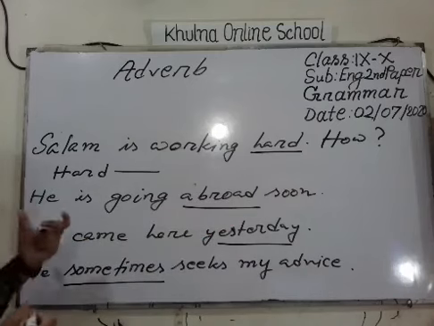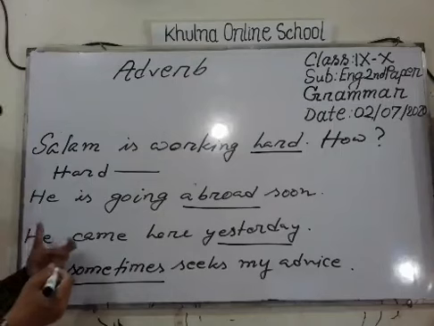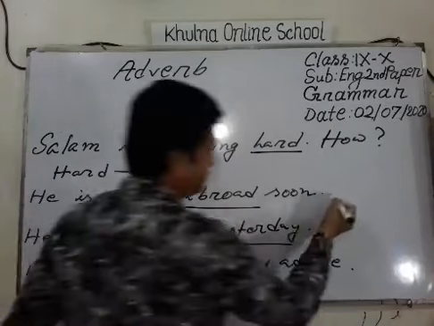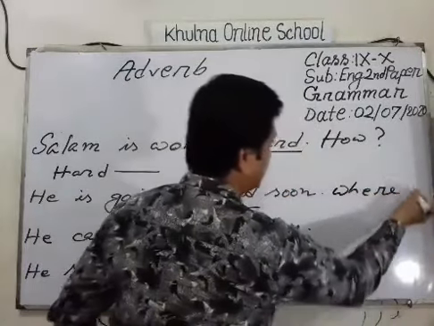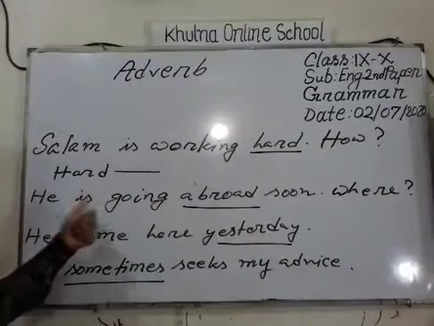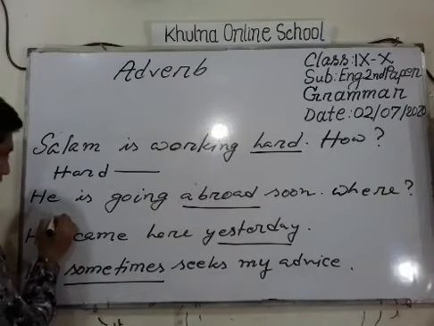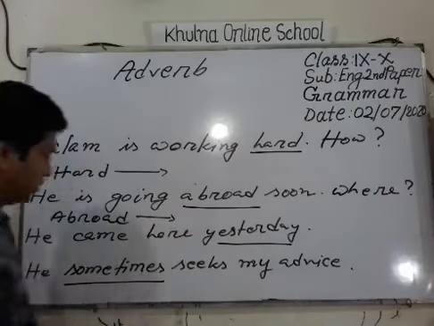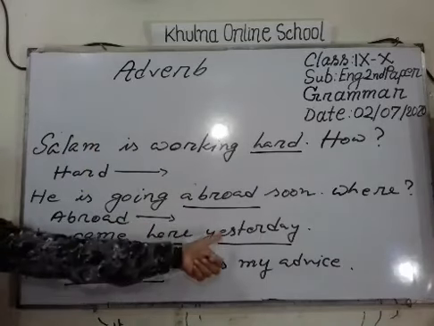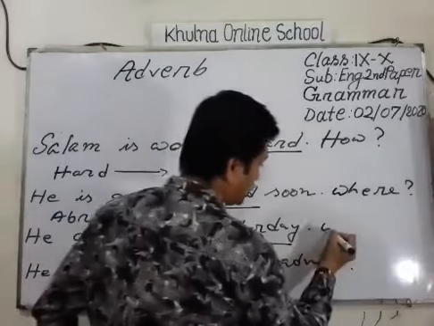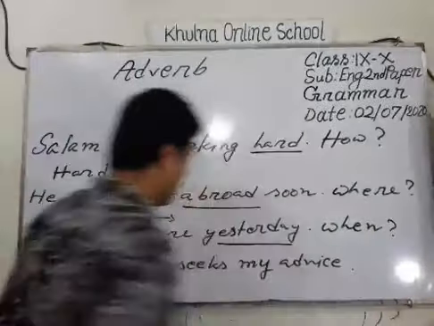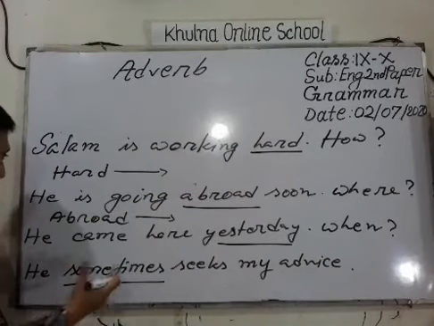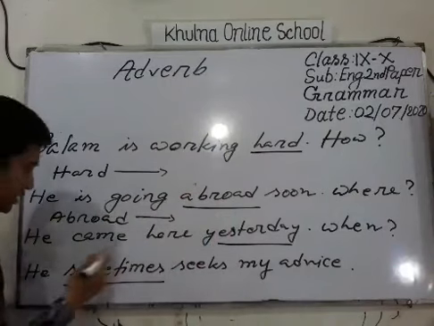If you make this sentence into a question, where is he going? Easily you can say abroad. Okay. He came here yesterday. You can ask this question with when. When did he come here? This word, yesterday, will answer the question.